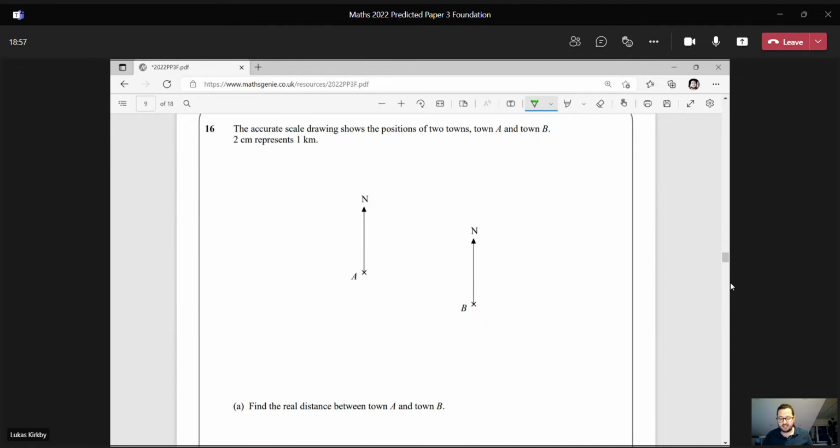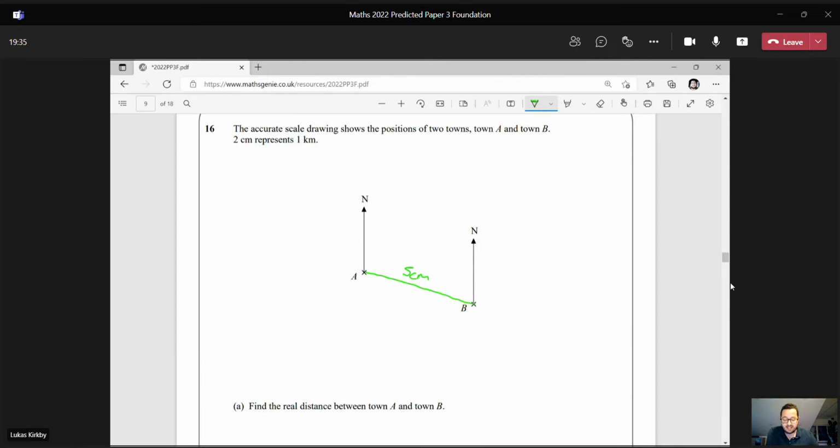Okay, so number 16, the accurate scale drawing shows the position of two towns, town A and town B. 2 centimetres represents 1 kilometre. Find the real distance between town A and town B. It's going to be tough for me to do this on my iPad, but you'd get a ruler and you'd measure that line. I think that measures to be 5 centimetres, but I'm not 100% sure.